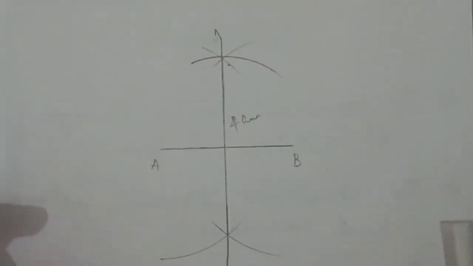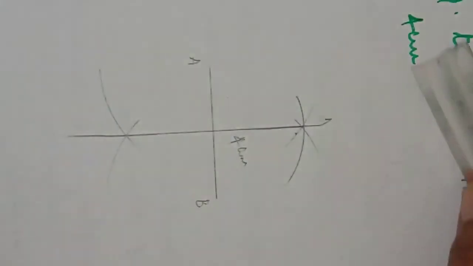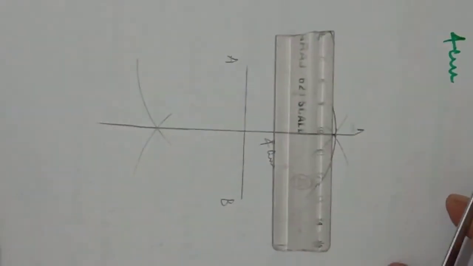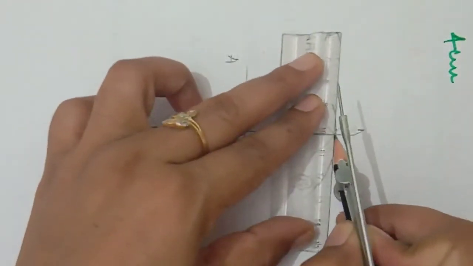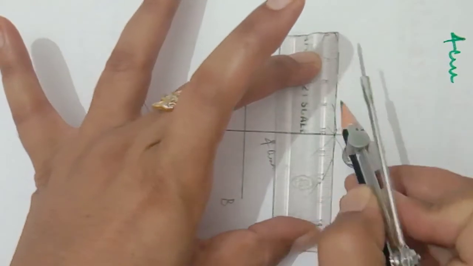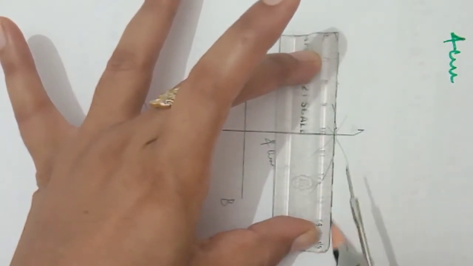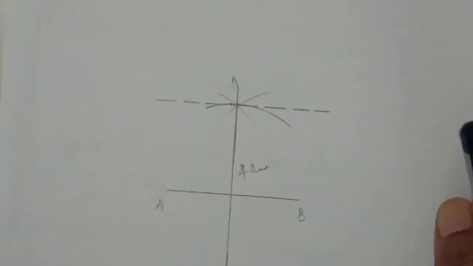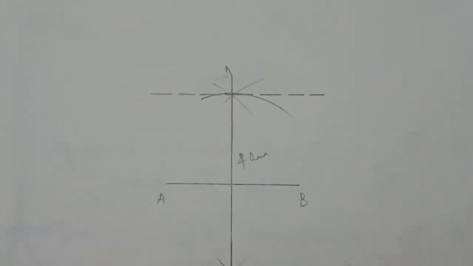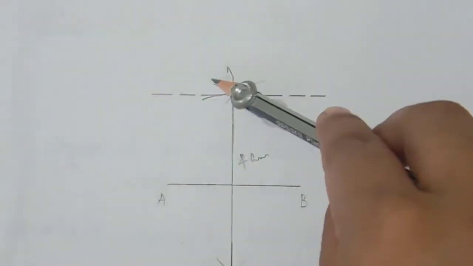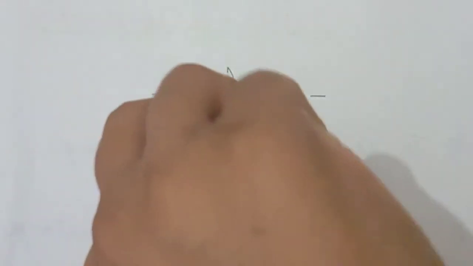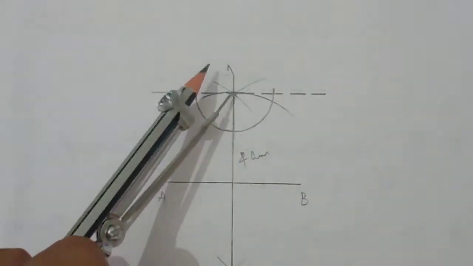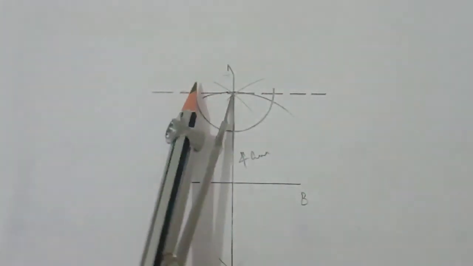Then what we will do, at this intersecting point, we will draw a line which is parallel to the base AB. So we will draw like this because it is not our required line. So we will draw a line passing through the point which is parallel to the AB. Now what we will do, we will draw a semicircle from this point of intersection.